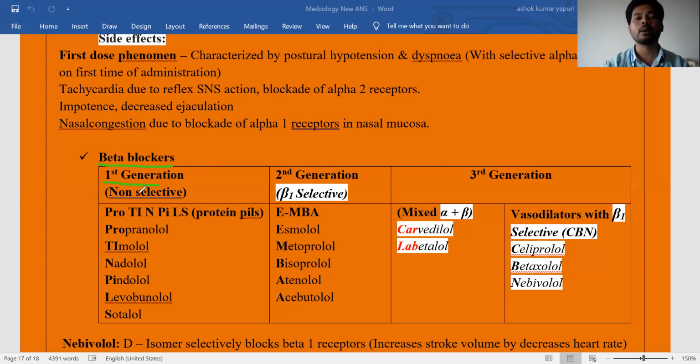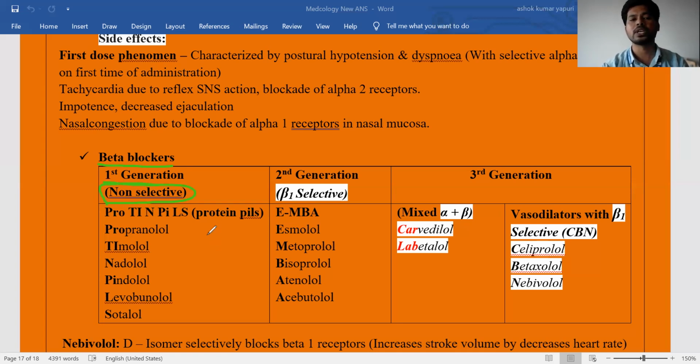The first generation beta blockers are categorized as non-selective beta blockers. These beta blockers may act on the beta 1 receptors, and may act on the beta 2 receptors. When you think of beta blockers, you think these drugs are useful for hypertension. Why? Because excess beta receptor action leads to hypertension. That's why, to control hypertension as well as other serious disorders, we use beta blockers.